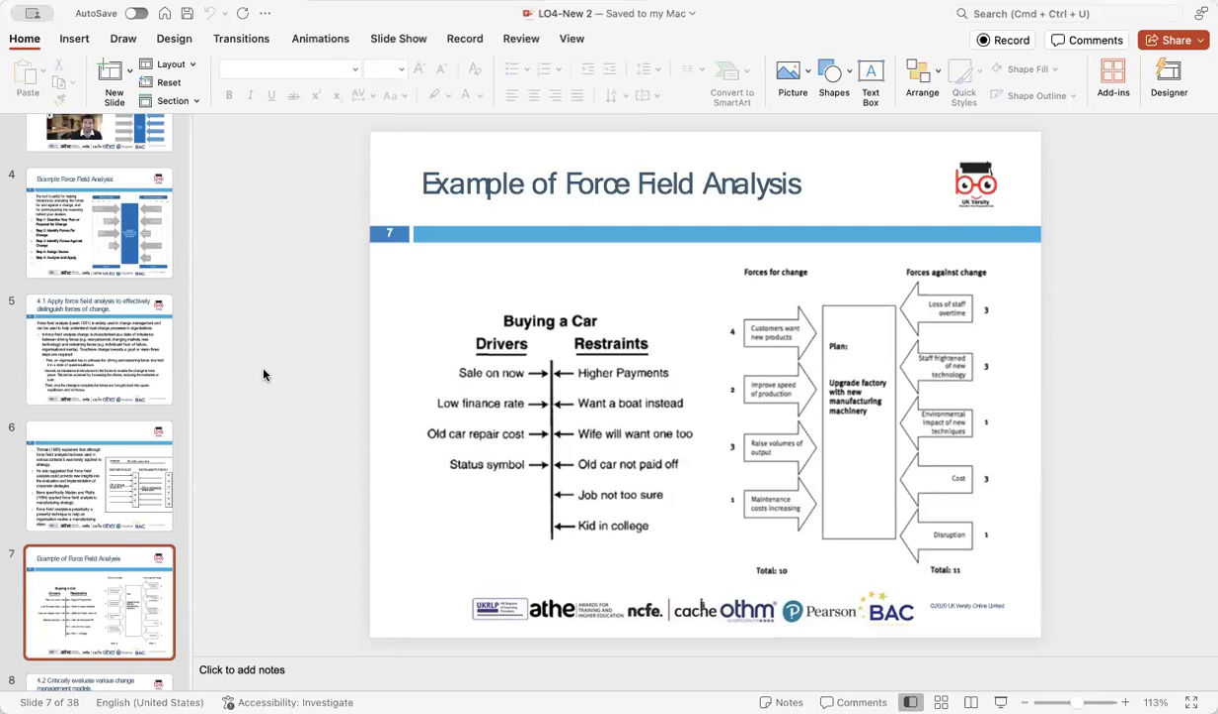By listing and scoring these factors, it becomes clear whether purchasing a new car is the right decision. For example, while the current sale might make the purchase attractive, the financial commitments and uncertainty surrounding future income could outweigh the benefits. In this way, force field analysis helps clarify the situation and guide more informed decisions.